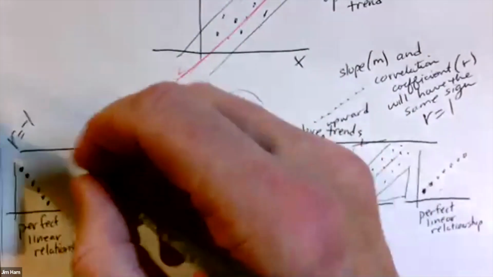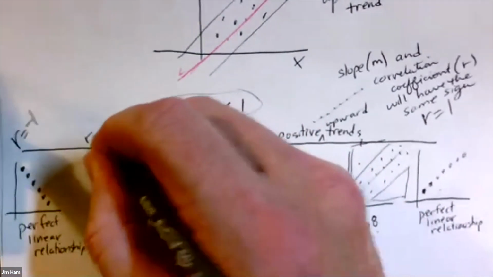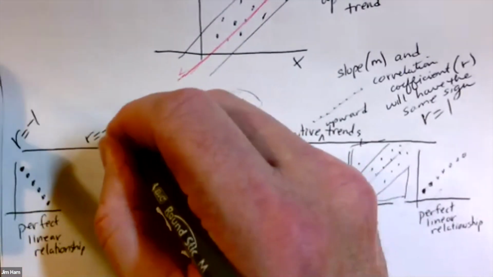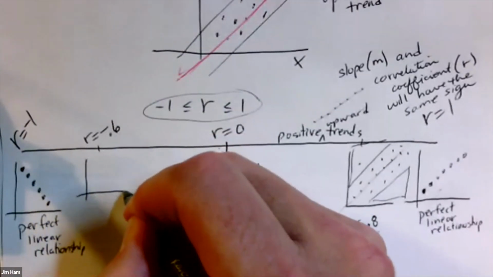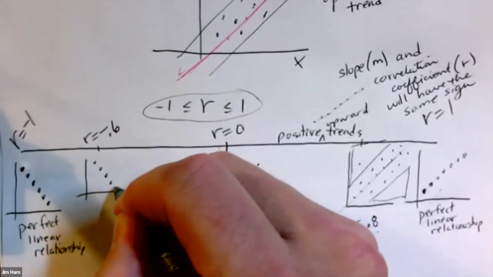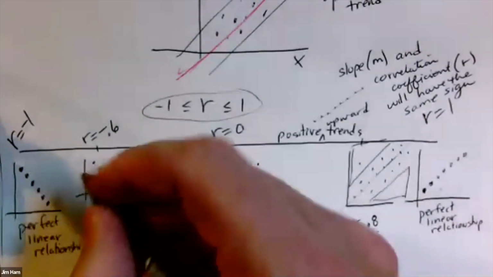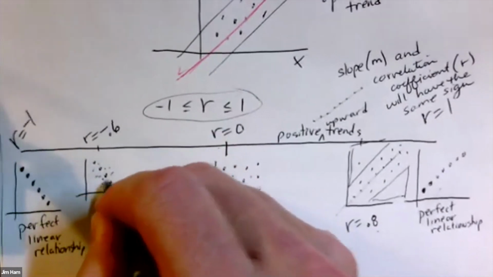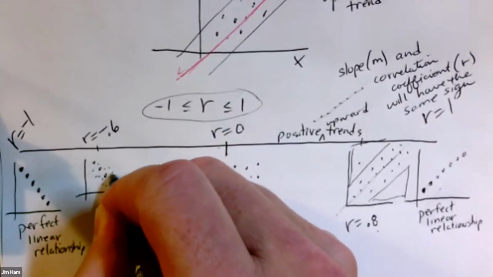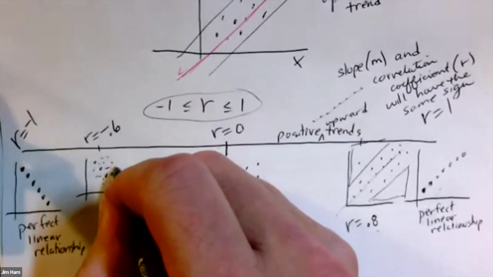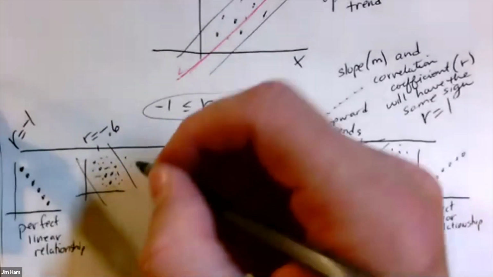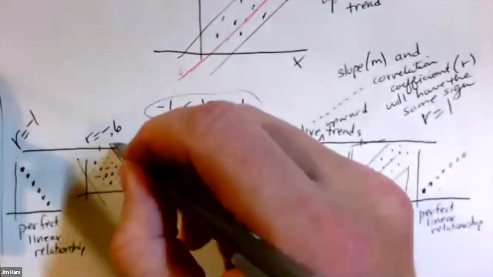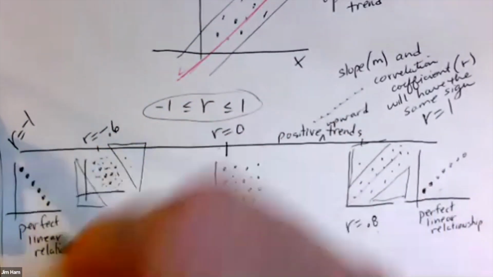If you had something like r equals negative 0.6, the first thing you're going to notice is it's going to be a downward trend because of the negative sign. But these points are probably going to fall much further away from the trend line. So it's kind of a wide trend channel, much wider than this narrower one over here. And you might see more than one point in that upper triangular area or the lower triangular region.